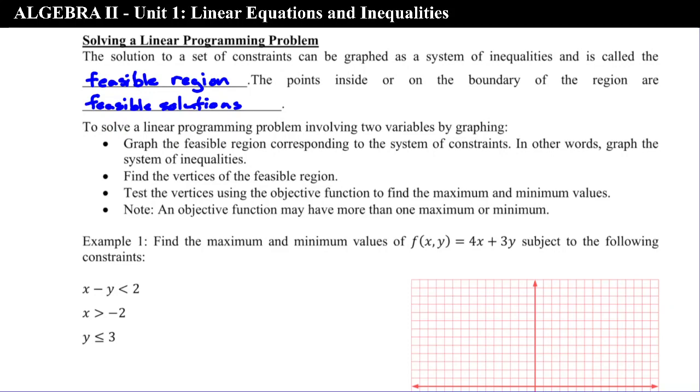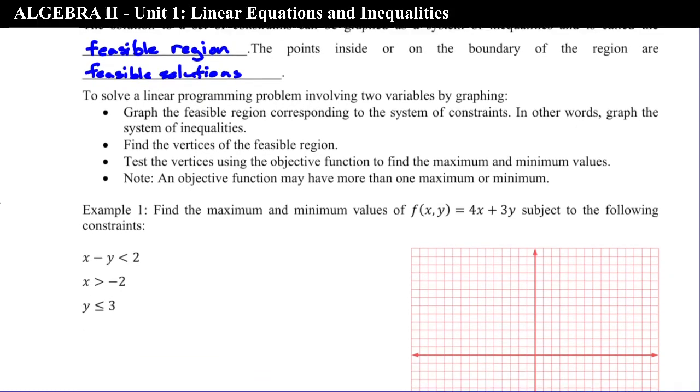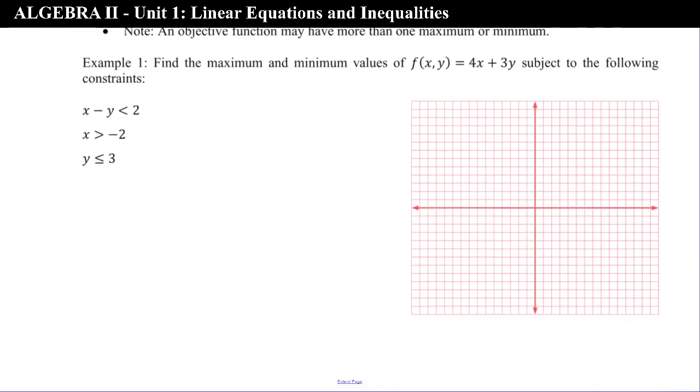Now, keep in mind, an objective function may have more than one maximum or minimum. So you may have 2 different solutions that would meet the needs when we maximize or minimize the function. So let's go ahead and do a few examples of this. Okay, let's look at this first example.